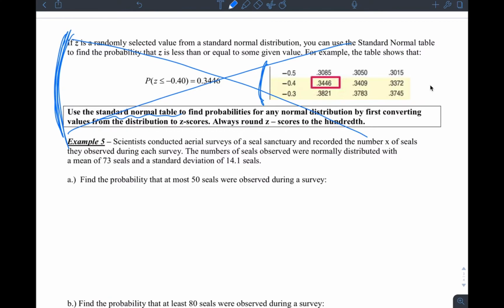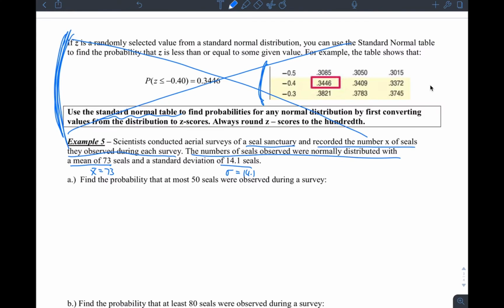All right, let's do an example. It says scientists conducted aerial surveys of a seal sanctuary and recorded the number X of seals they observed during each survey. The numbers of seals observed were normally distributed with mean 73 and standard deviation 14.1. All right, so that's great. So my X bar is 73 and my sigma is 14.1. And then it says find the probability that at most 50 seals were observed during the survey.